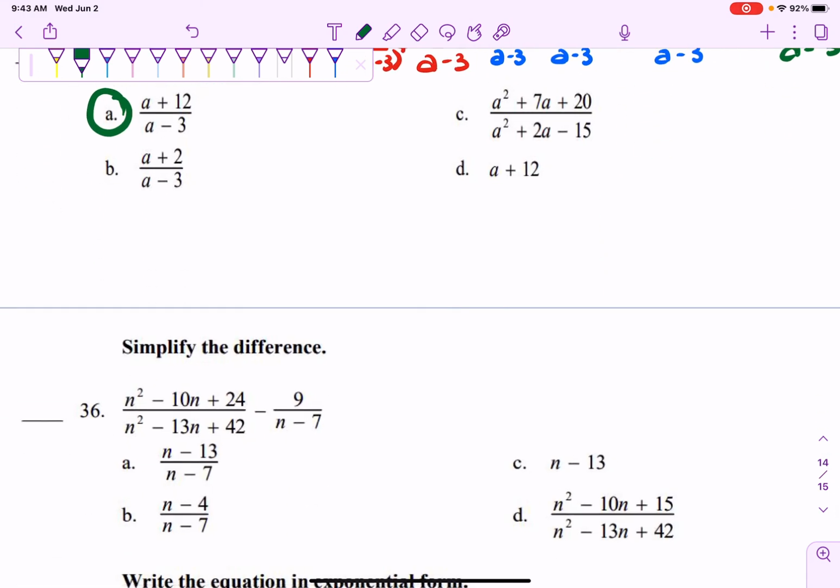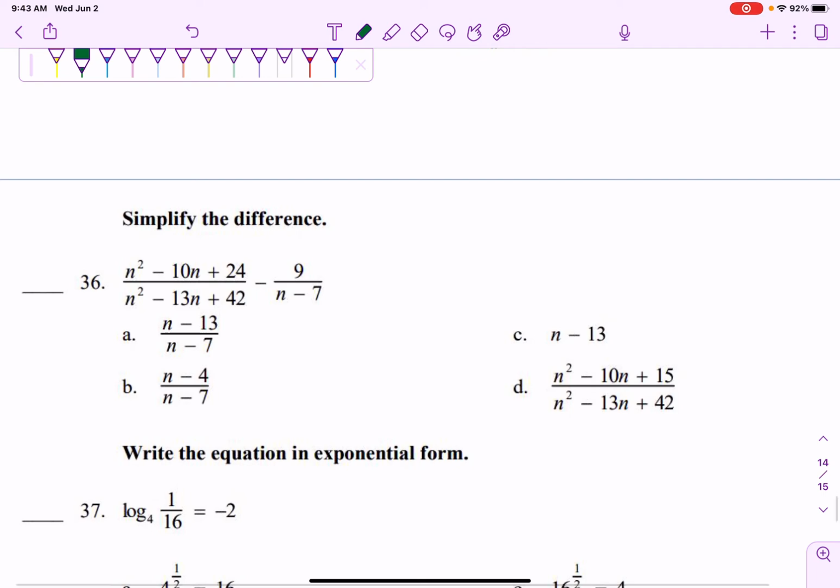Okay, let's go to 35. Simplify the difference. So again, we're going to have to somehow get common denominators, but I can certainly tell these two would be things that I could go through and factor. So let's do that. I'm just going to write down my problem. Second part's good to go. It doesn't have any parts that can factor. But if I look in this first part, I'm going to do the top first, so this part. So n squared minus 10n plus 24.